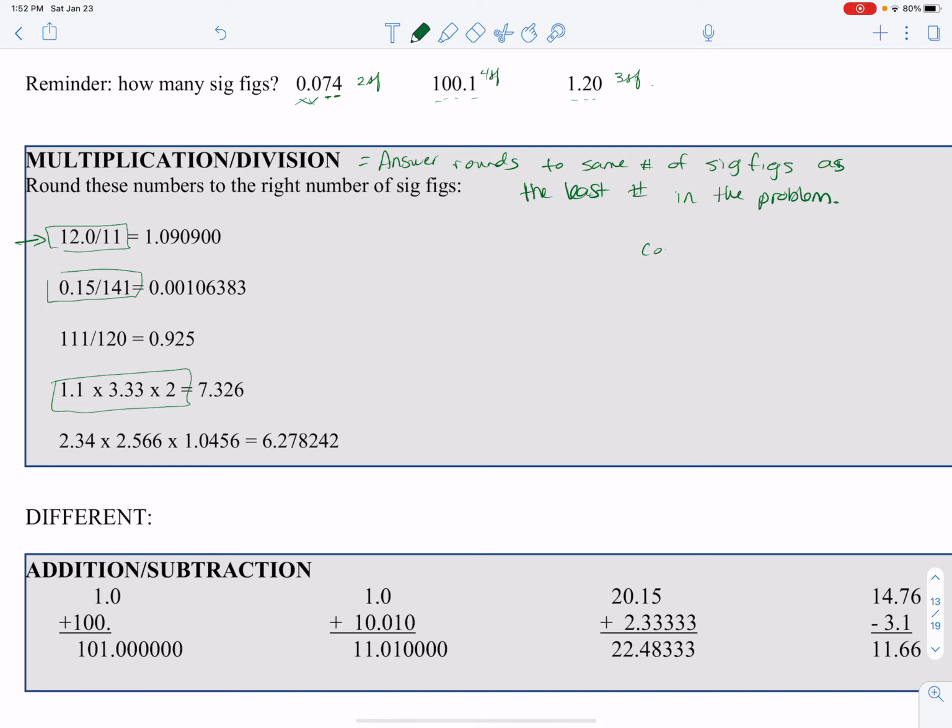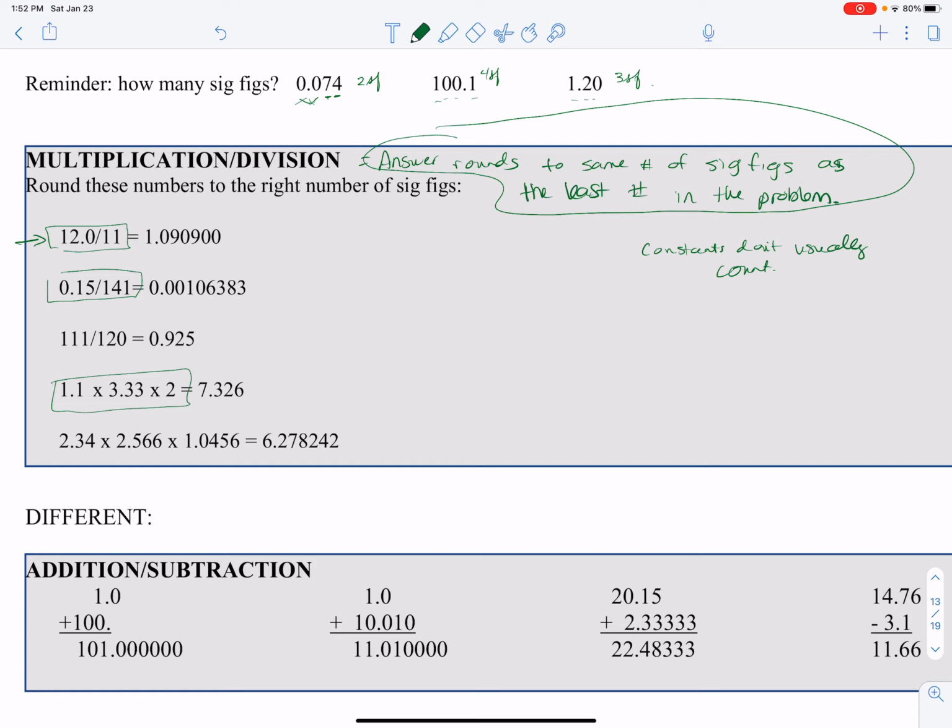So constants. If you have a constant, it's like you pretend it's not there. But for a while, since we don't have constants right now, what you're going to be seeing is answers round to the same number of sig figs as the least in the problem.